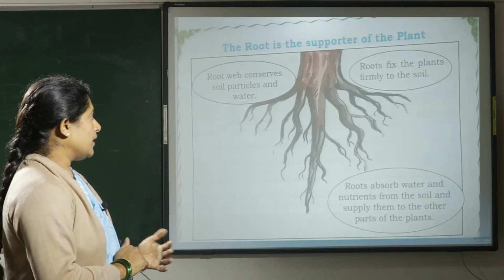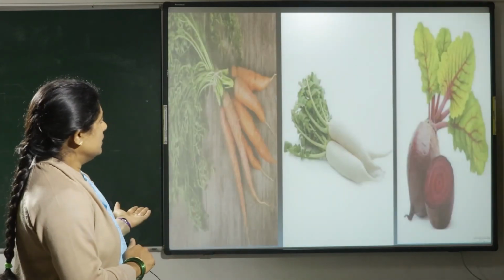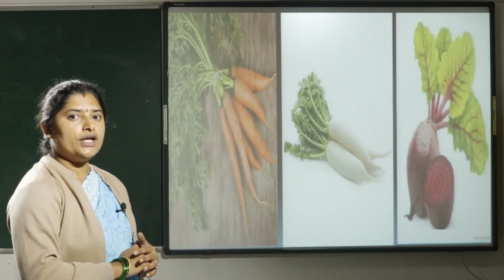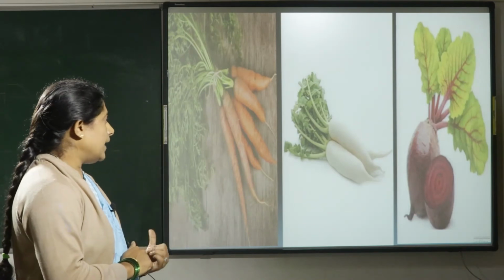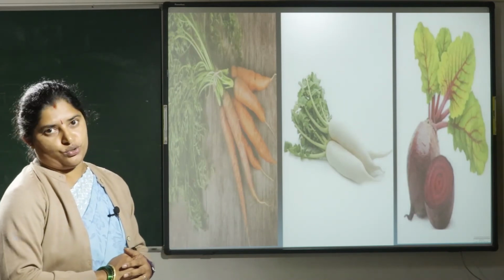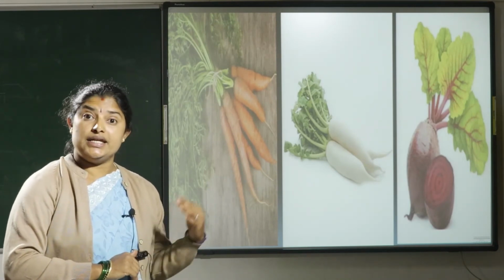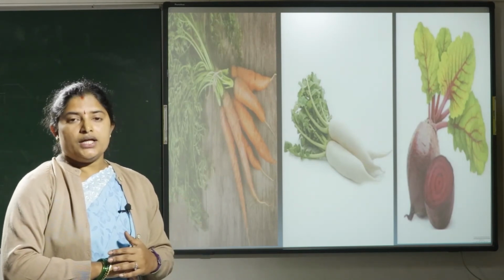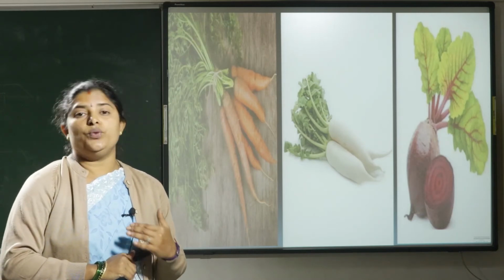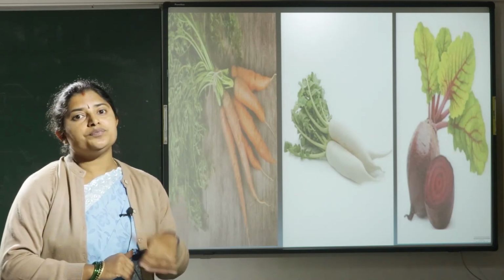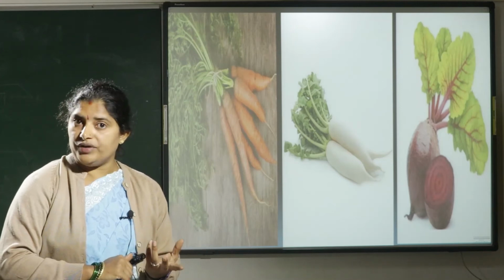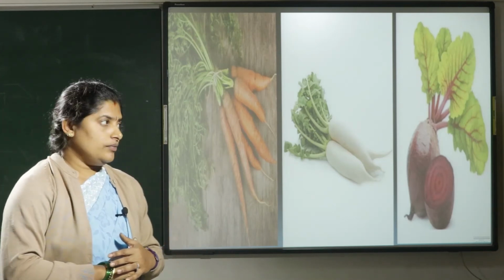Okay, children. Next, you can see this picture. What is this? Carrot, radish and beetroot. From which part of the plant do they grow? Yes, it is from root. There are some plants whose roots we eat as food. So, their roots we consume as food.